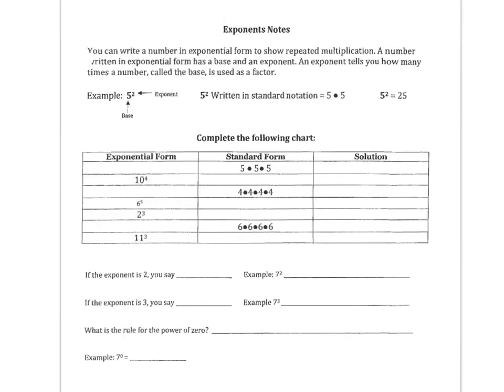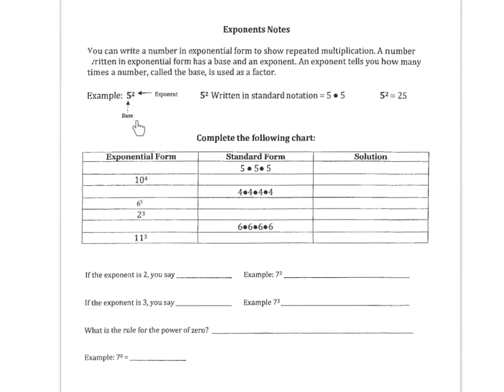Now at this time, please turn to this page in your notes. For this page, you can write a number in exponential form to show repeated multiplication. A number written in exponential form has a base and an exponent. An exponent tells you how many times a number, called the base, is used as a factor.